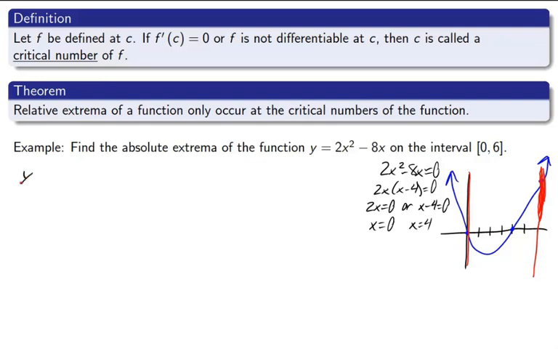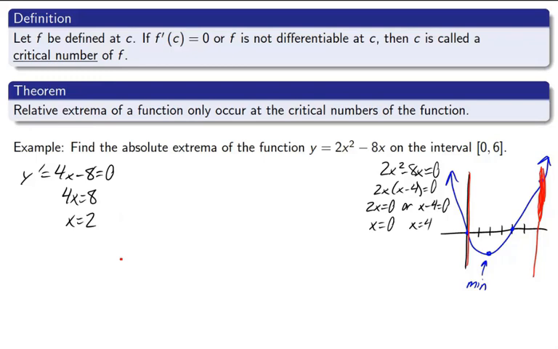If I take the derivative, that derivative is defined everywhere, so I'll set it equal to 0. I get 4x equals 8, so x equals 2 is a critical number. And looking at my picture, this is definitely a minimum. It's both the local minimum, just by the picture, and it's also the absolute minimum.